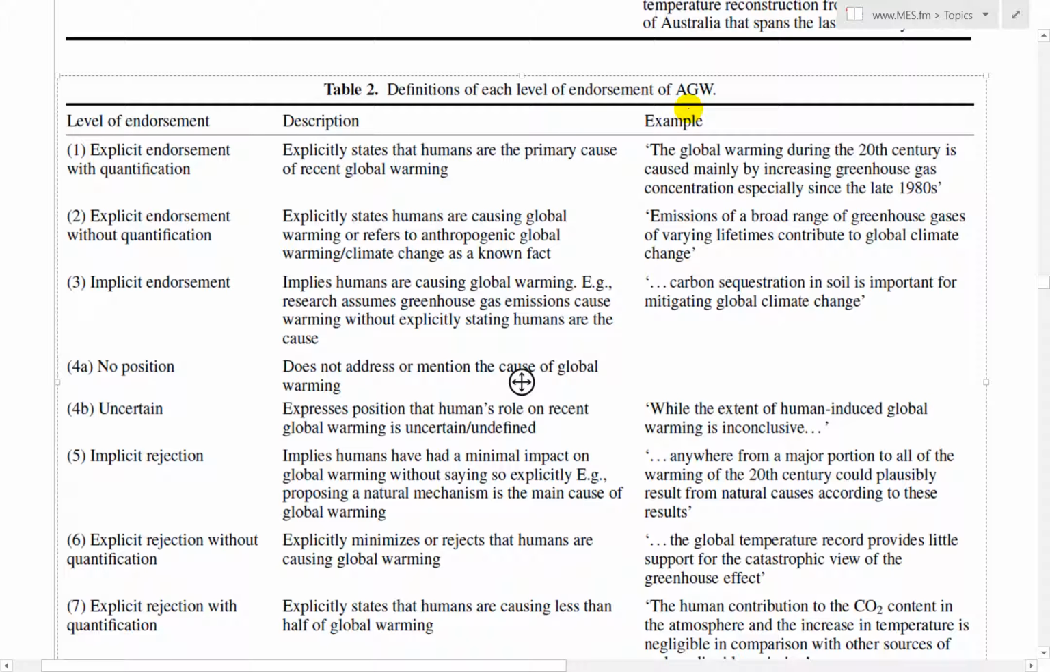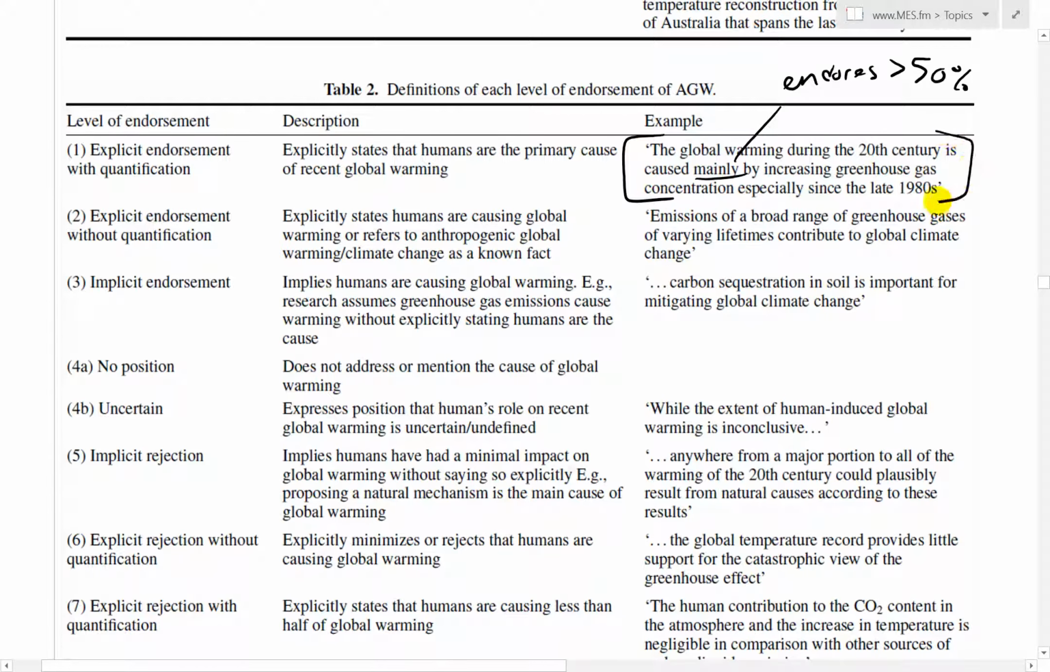each level of endorsement. So explicit endorsement with quantification. The global warming during 20th century is caused mainly, so this means endorse. Endorse greater than 50%. If they just say something like mainly, by increasing greenhouse gas concentration, especially since the late 1980s. Again, this statement could just mean they're just assuming. It's not actually about it. These might not be experts, they're just assuming.